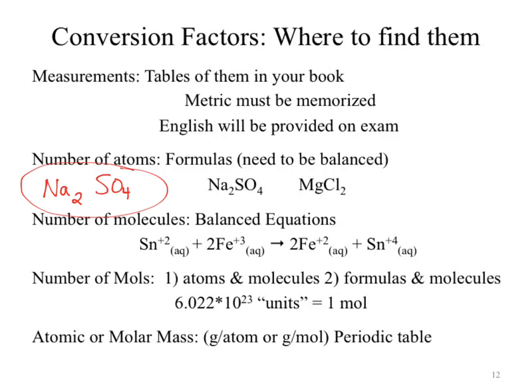Formulas and molecules allow us to convert moles of one substance to another substance. Last part, your conversion factor between mass and moles, or even mass and atoms, is your atomic or molar mass, which comes from the periodic table. So if we go back through and look at this, what stuff do you have to memorize?